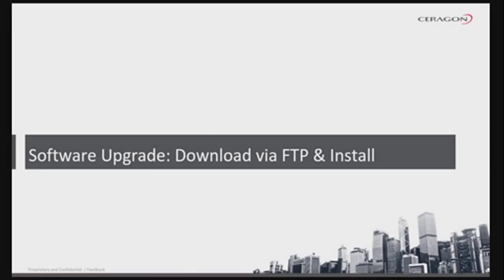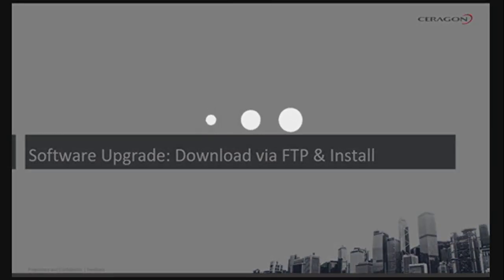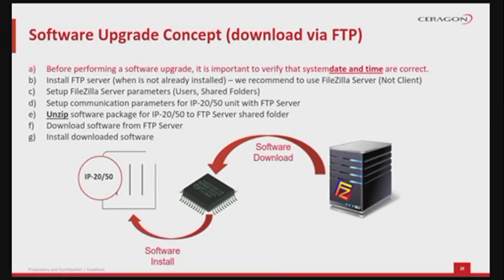Let's now see again how to perform a software upgrade, but this time, by downloading the software using the FTP protocol. As a general rule, note that the software installation process on the IP20 and IP50 network elements includes the following steps. First step is the download operation.